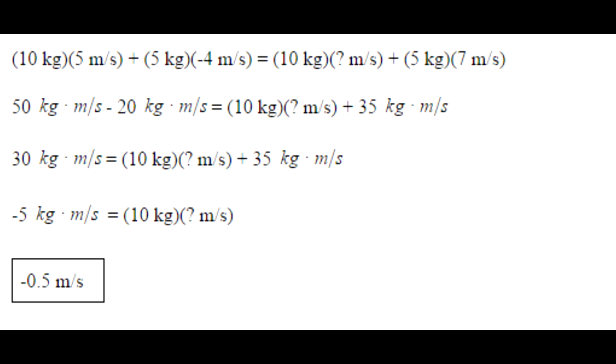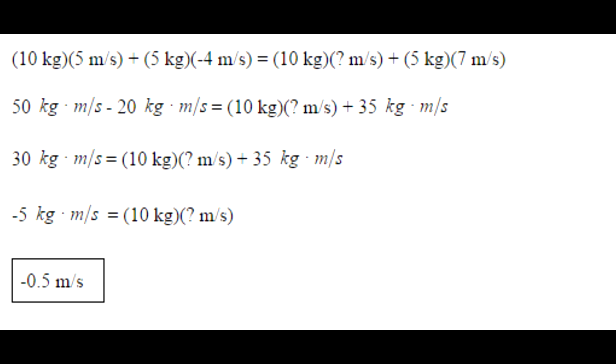After we plug values into our formula, it should now read 10 kilograms times 5 meters per second plus 5 kilograms times negative 4 meters per second is equal to 10 kilograms times the velocity we're looking for plus 5 kilograms times 7 meters per second. It's worth noting that kilograms times meters per second is the unit we use to represent momentum.